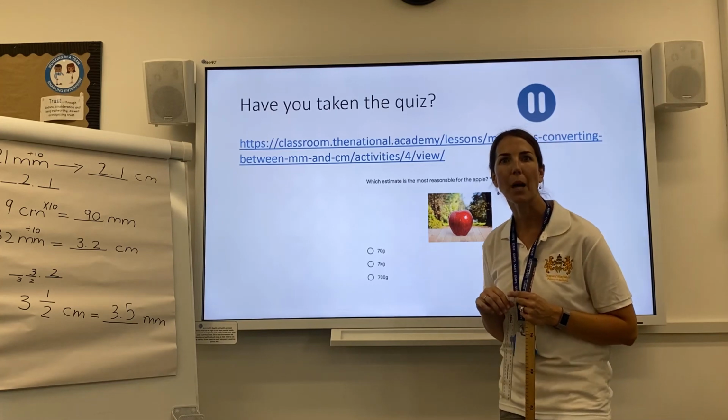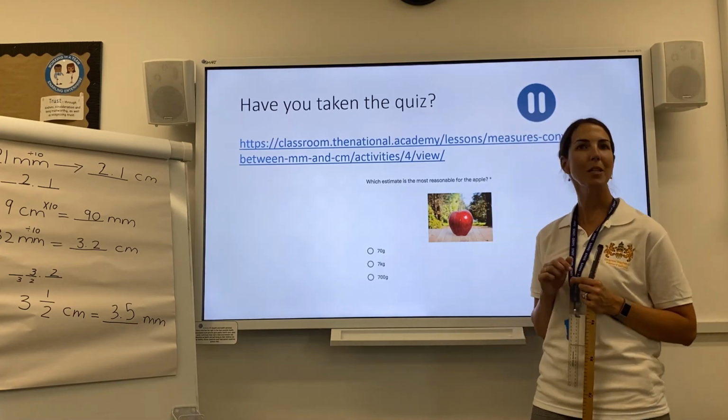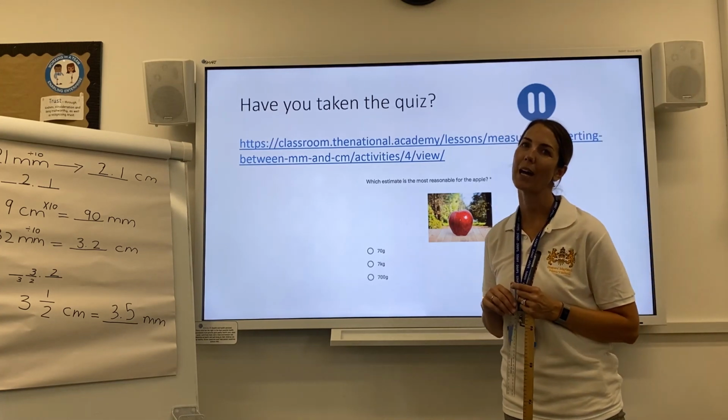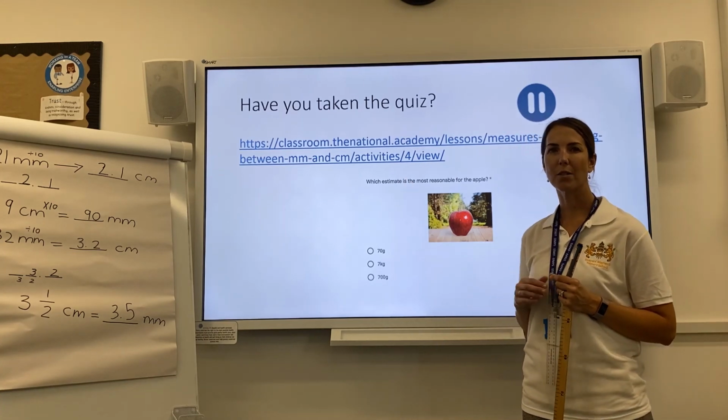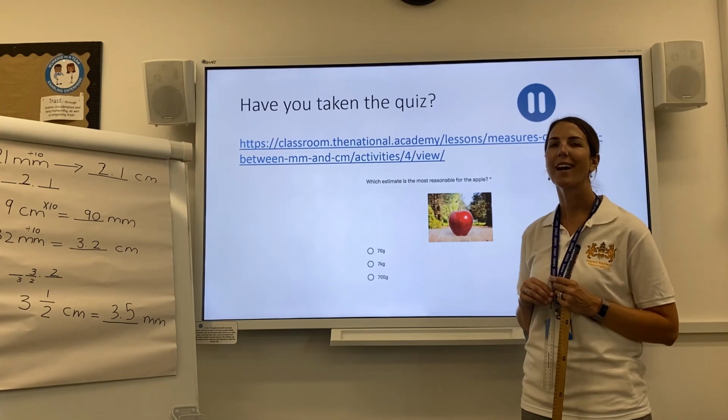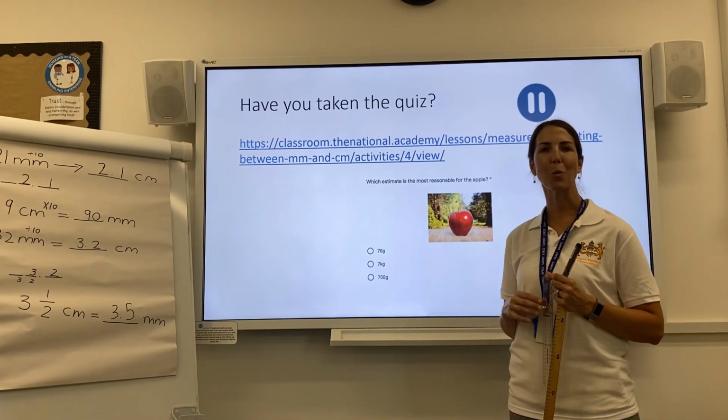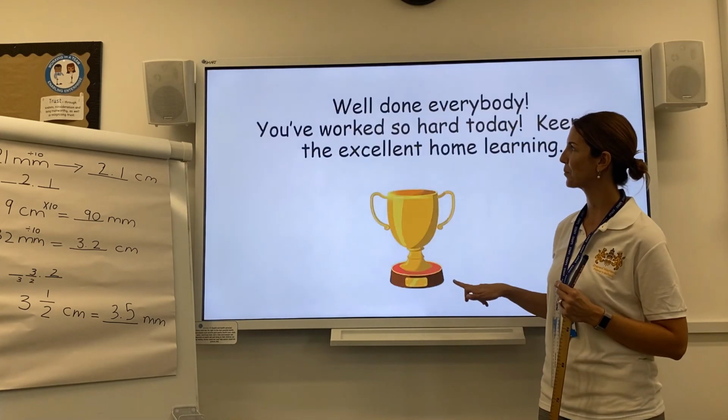If you have an apple at home, even better. Put the apple on the scale and try and work out. But remember, it's an estimate, so it's just a guess. You don't have to have it as accurate as that particular one, all apples will weigh different.